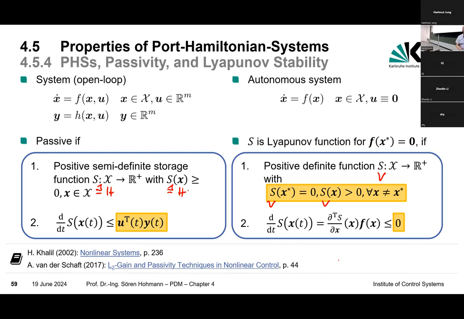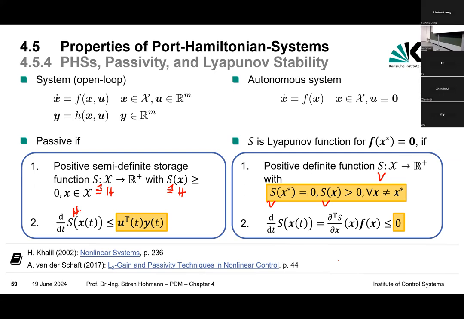And the derivative of H is smaller or equal to the value of U transpose Y. So everything at the port of the system, where Y is the output and U is the input, input times output is the power transported into or out of the system. So we can say if this holds, we can prove everything is dissipated or stored. So it's a certain notion of energy balance.